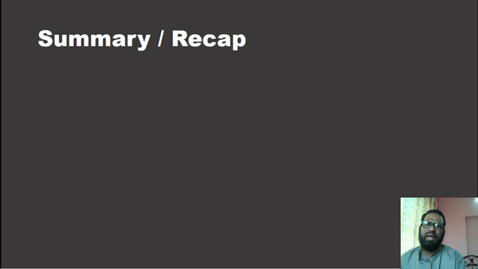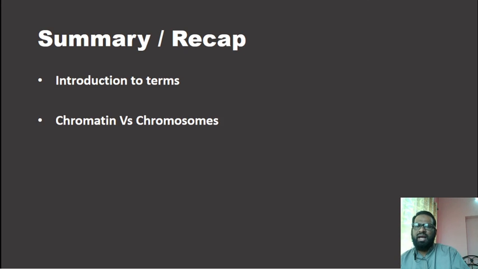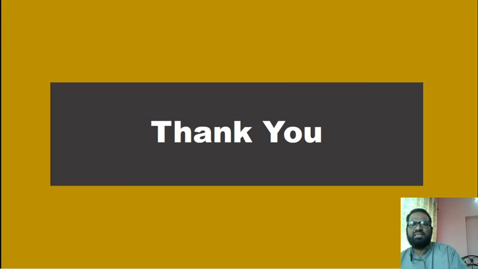Just before we end this video, let us have a recap of whatever we have discussed. We have seen the introduction to the terms. We have discussed chromatin and chromosomes, and the difference between chromosome and chromatin. Then we discussed the number of chromosomes. We have also discussed the variations in chromosome number in related species. And with this, we are going to end this video.